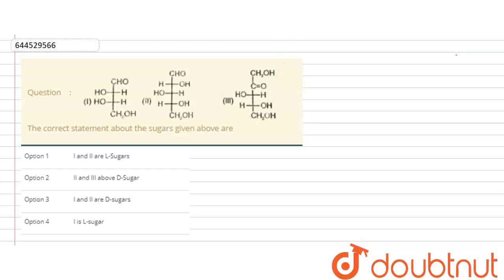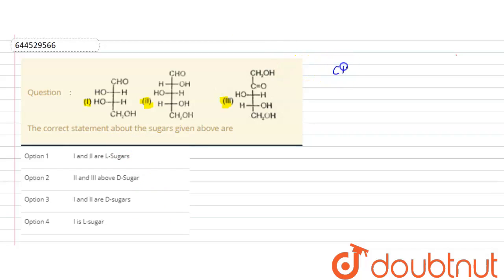Hello everyone. So let's see this question. In this question, you have been given three compounds: the first compound, the second compound, and the third compound. These are sugars, and you need to determine their D and L configuration, like which one is L and which one is D, and based on that check which options are correct. So let's see how to determine the D and L configuration first.